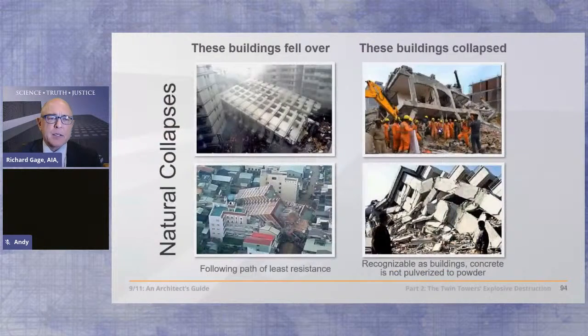Well, let's continue our research and find out about natural collapses, in this case by earthquakes, which have brought tall buildings down. But you see, the building is recognizable as a building after it's fallen. It's certainly badly damaged, but the columns and the beams are not severed one from another. The concrete is not pulverized to a fine powder. So let's keep this in mind as to what we might expect from a tall building that has collapsed.